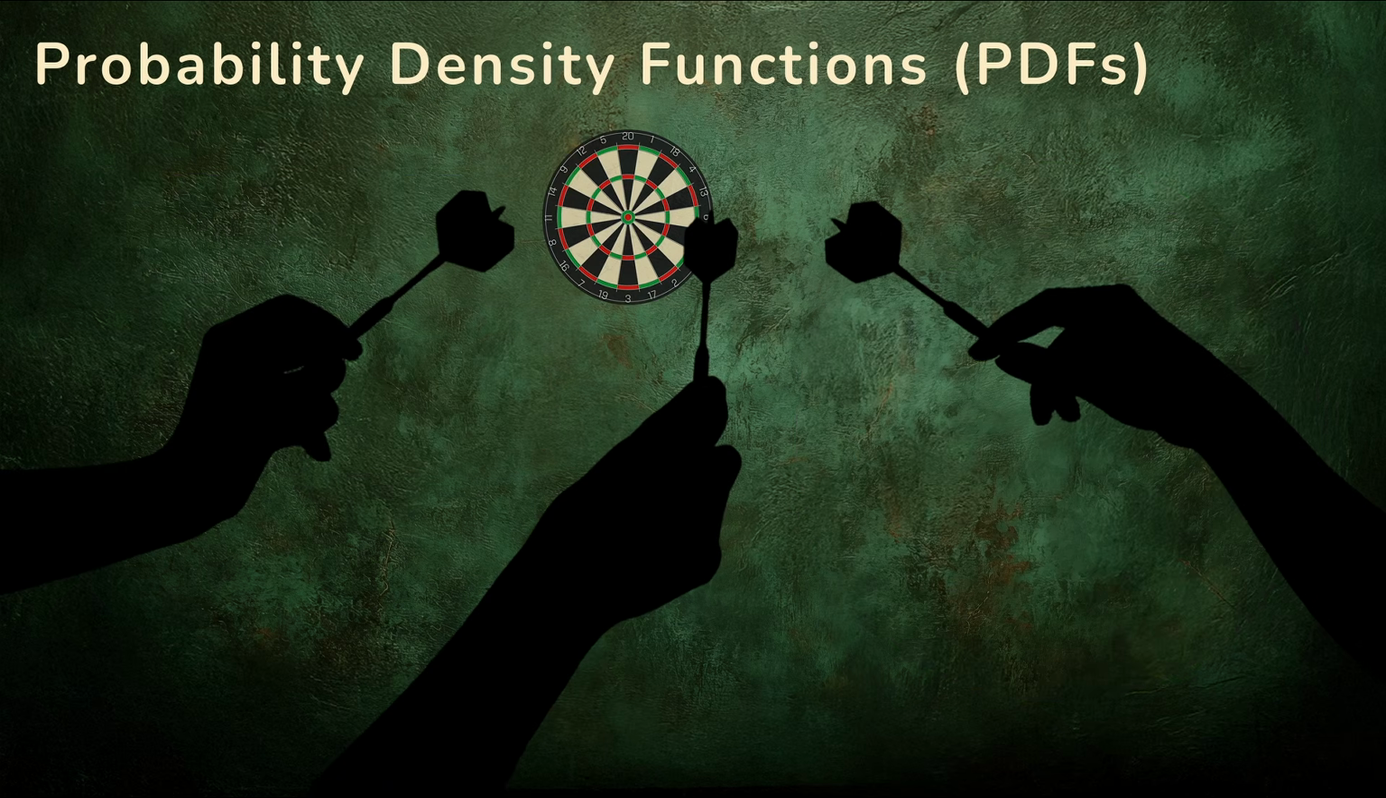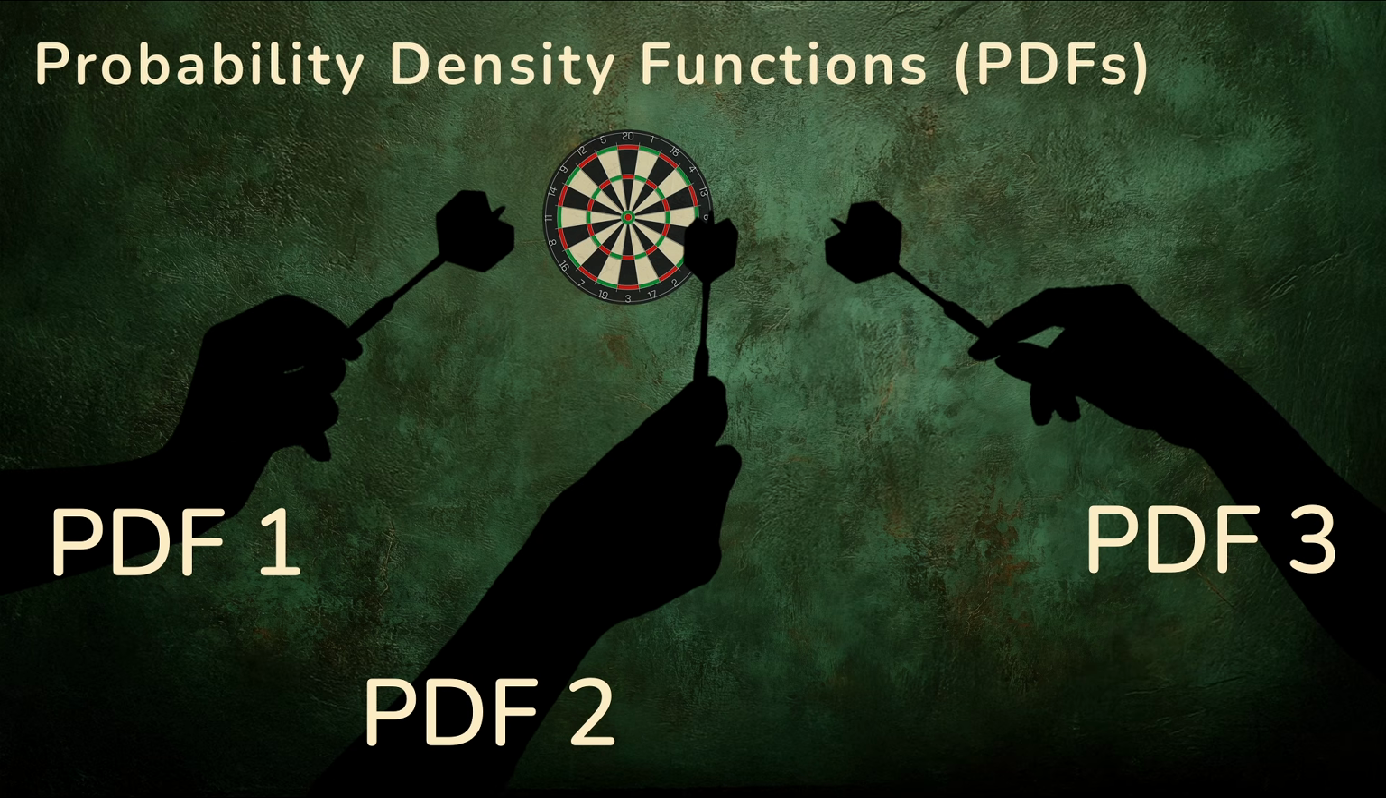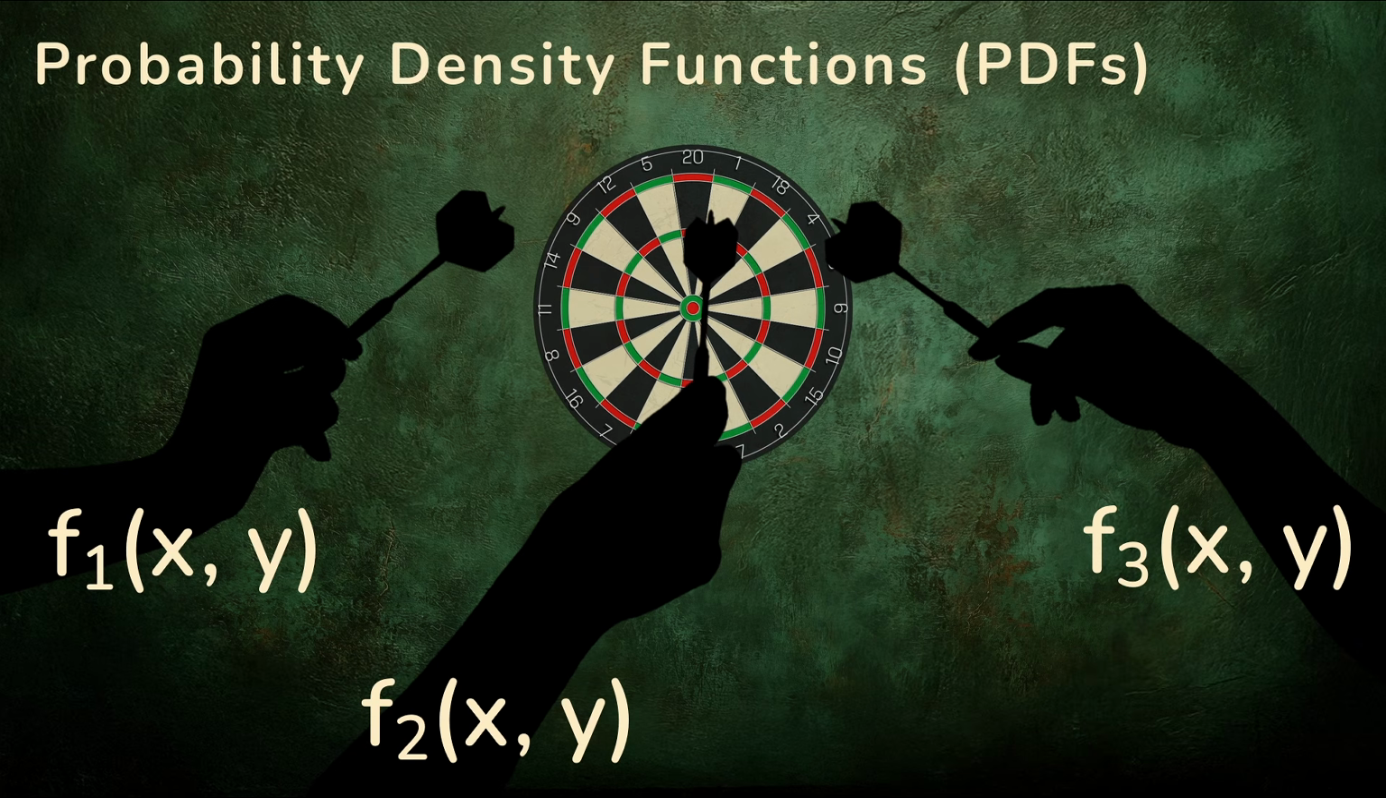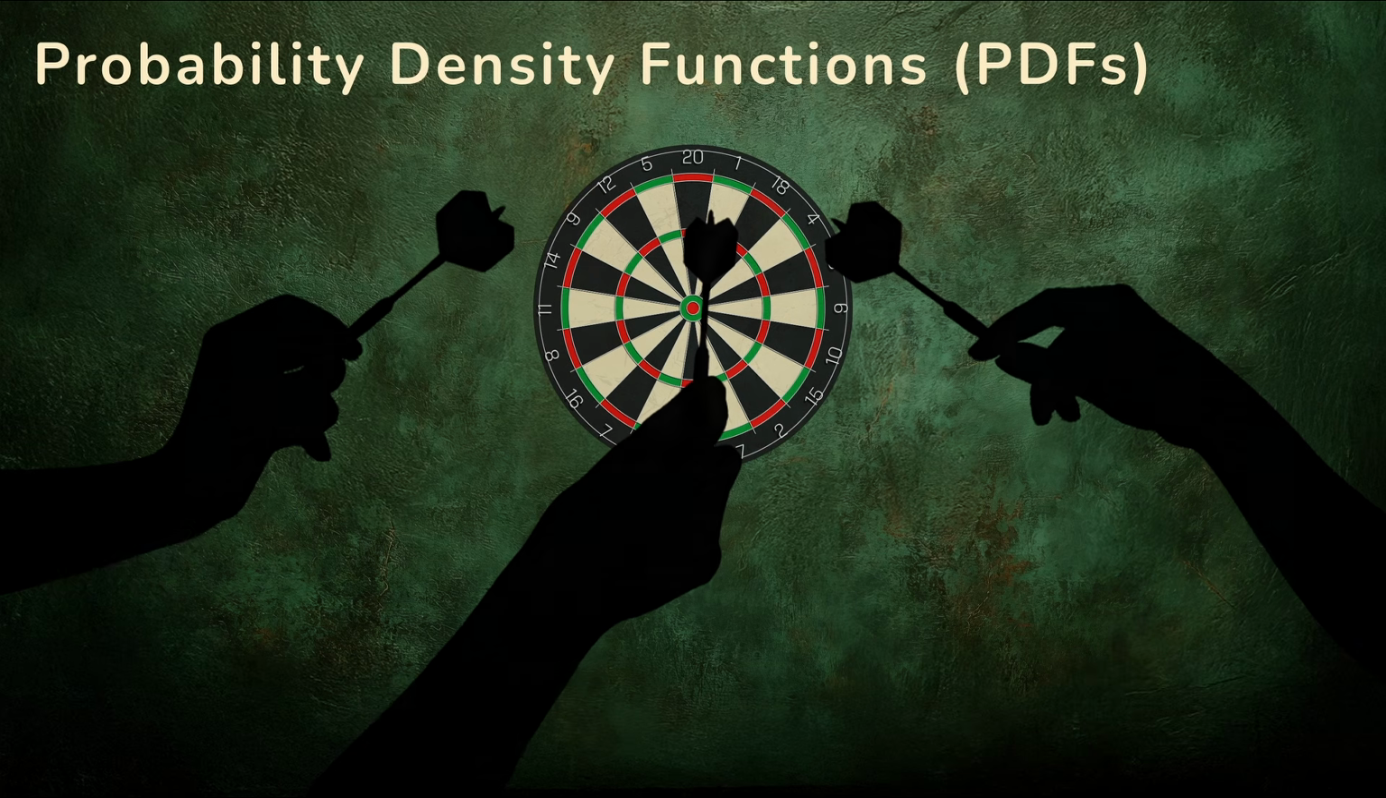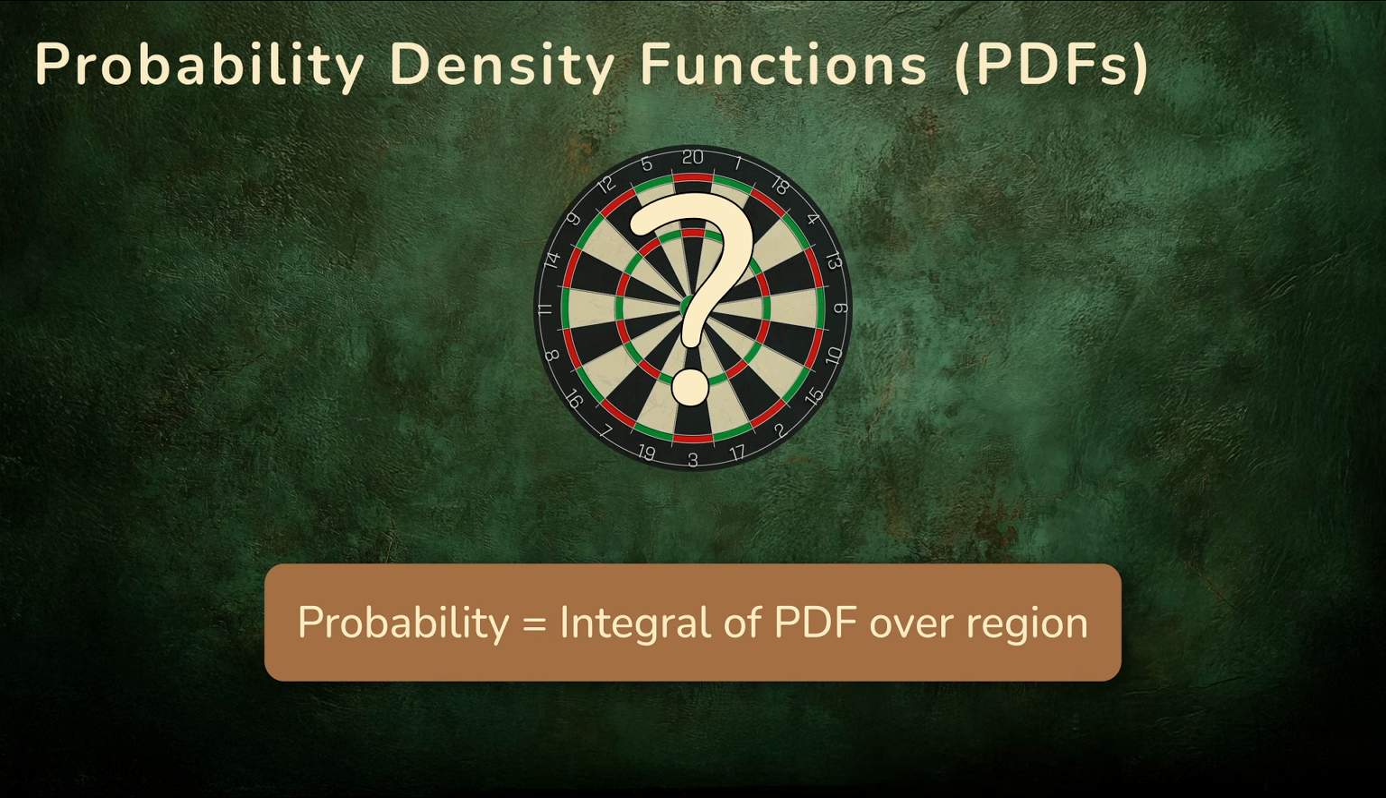Returning to the dartboard, each dart player will have different skill levels and tendencies. So each dart player will have their own unique probability density function, PDF for short. This will be a function f with inputs x and y. And to find the probability of them landing a dart on any region of the dartboard, we use integration from calculus to combine these densities into a single probability.